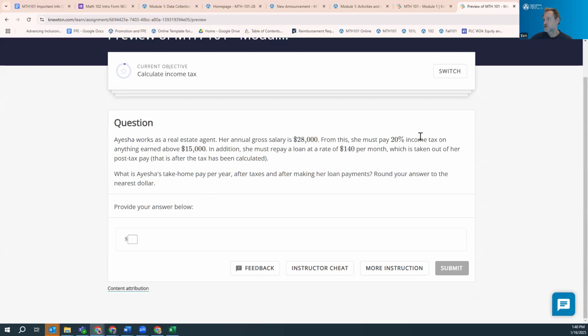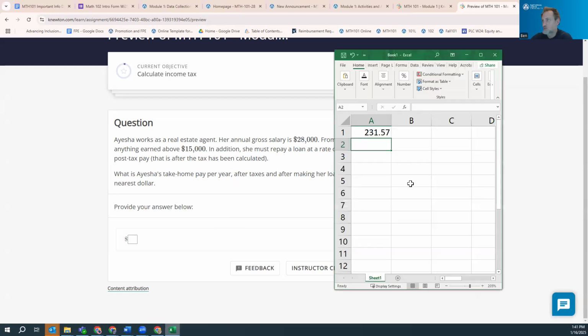28,000 gross salary, 20% income tax, anything above 15,000, repay a loan at $140 per month, post-tax pay, take-home pay per year after taxes and after making her loan payments. Oh my gosh. This question is bananas. A lot of detail, a lot of complications. I'm going to write down some details here.